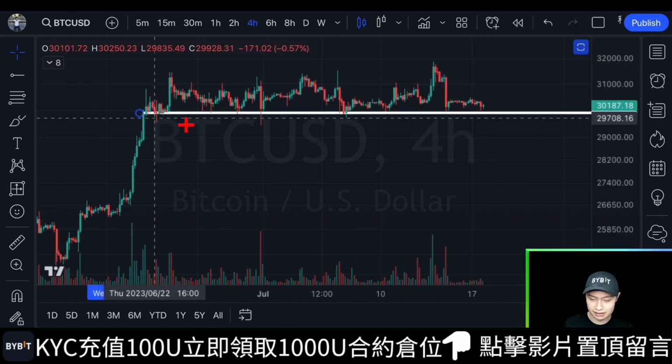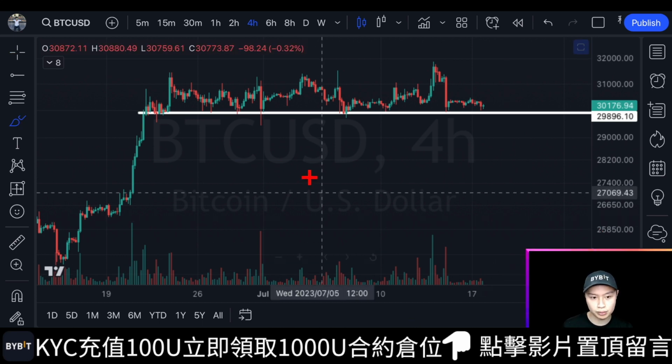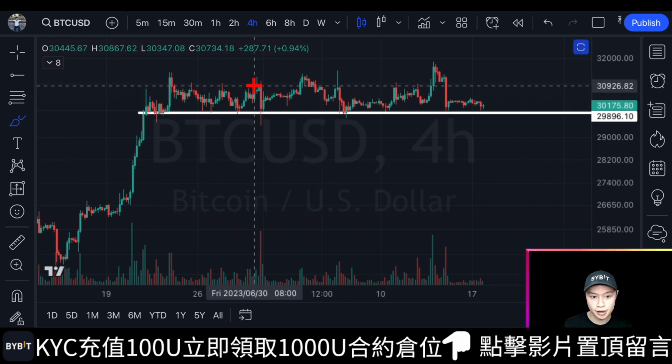Previously, when the line touched the support, what happened? The price bounced back up. It bounced up immediately. There was a new record high. Now, look at this spot. It stuck to the line. And then it stopped moving downward.